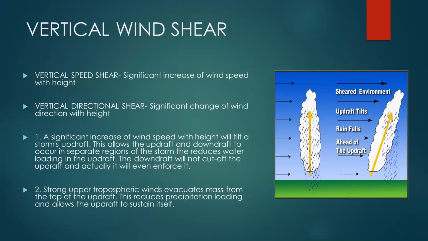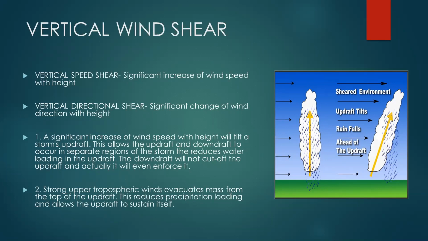So by vertical wind shear, there are two kinds. One is where the speed of the wind increases with height in the atmosphere. And you can see the figure on the right-hand side, the two cases. The one on the left side is where the wind is the same at all levels in the atmosphere, and the cloud is just a vertical development. And that's the normal garden variety type of thunderstorm.